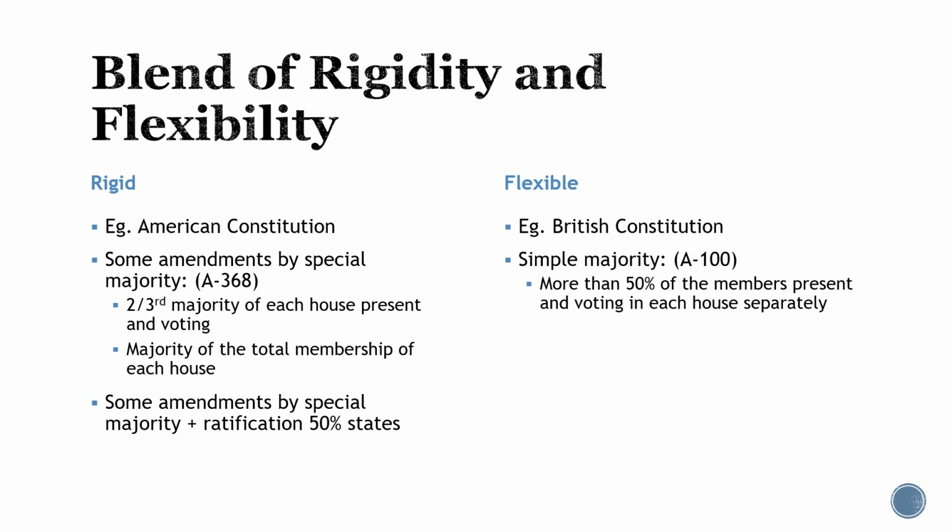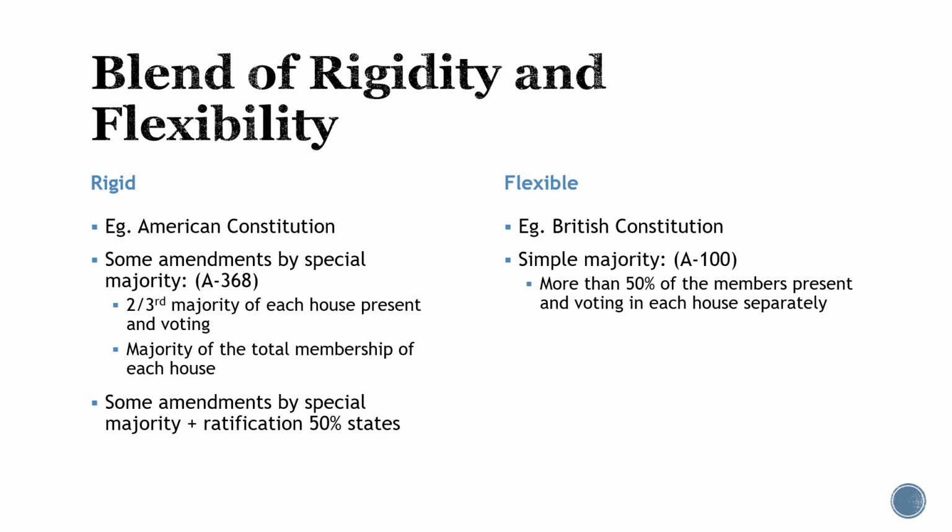Another feature is that our constitution is a blend of rigidity and flexibility. By rigidity, it means that some of the articles are not that easy to amend. Similar to the American Constitution, the American Constitution is completely rigid. It is very difficult to amend it.